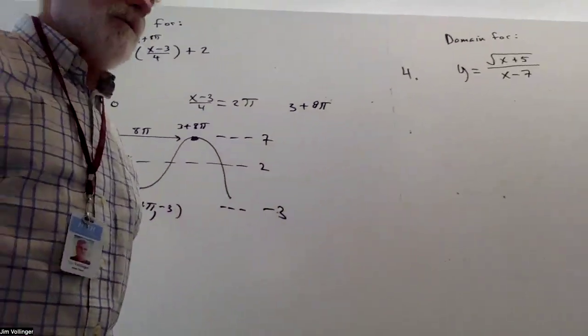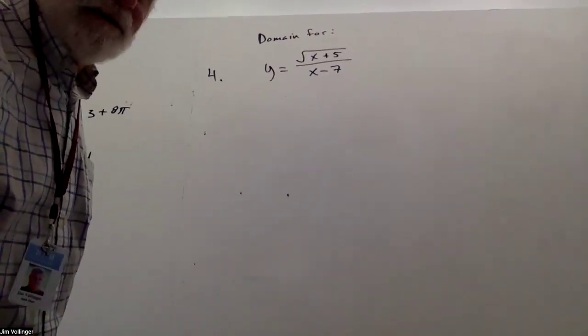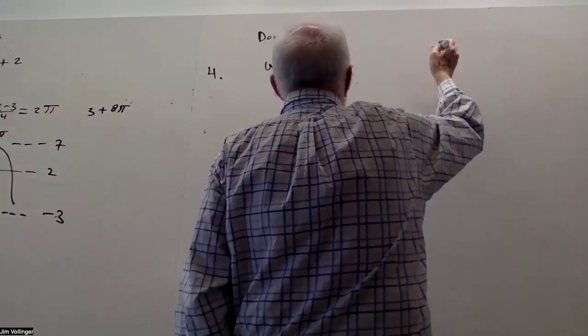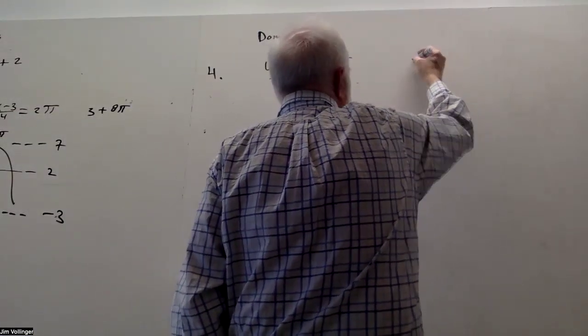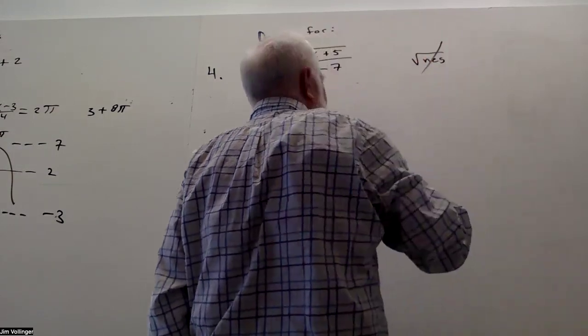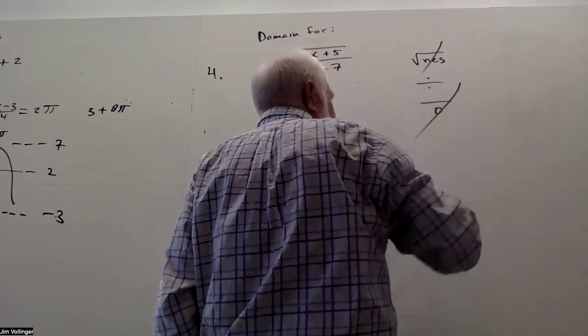Next problem, domain. Well, there's only 3 real algorithms that you have to worry about for domain at the algebra 2 level. And that is square roots. We got a problem with square roots. We can't have negatives. We got a problem with division. We can't have division by 0.